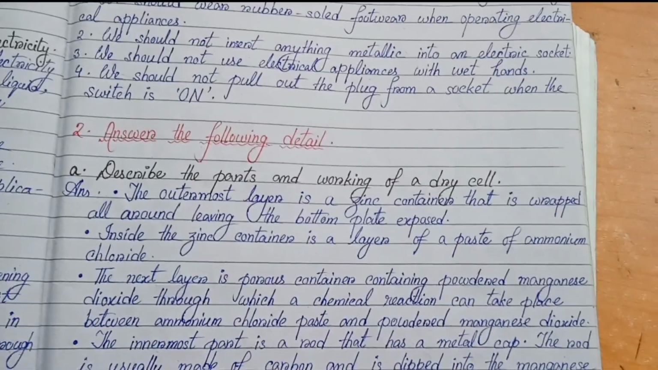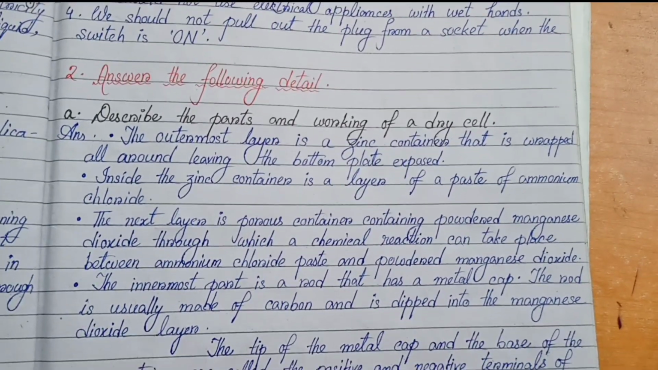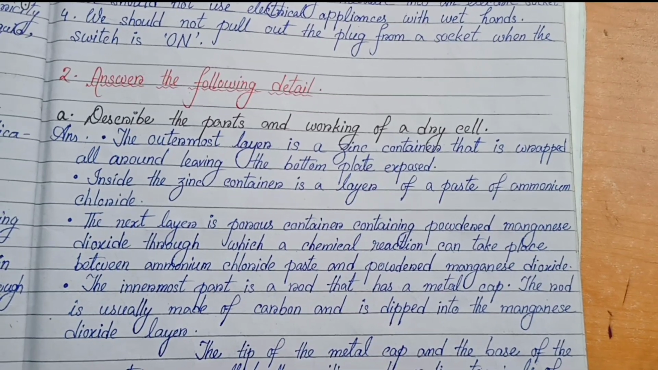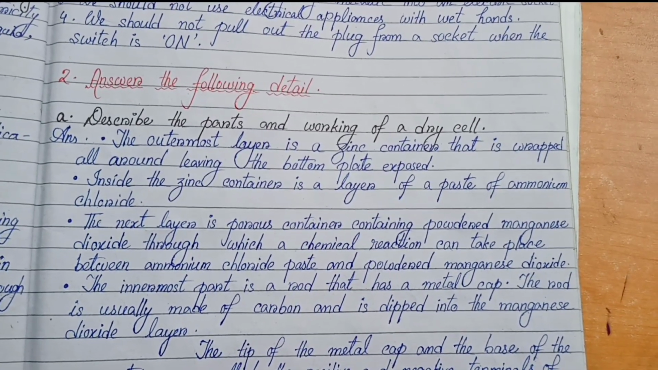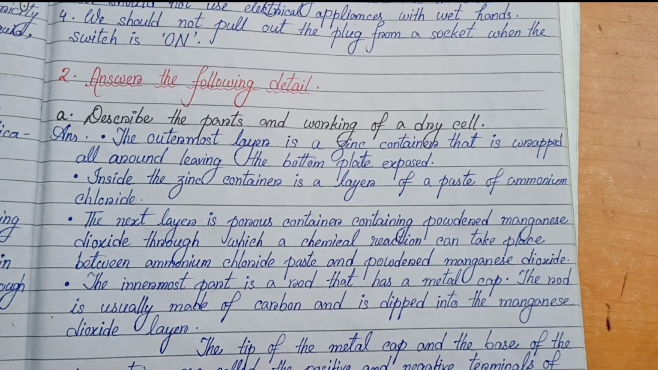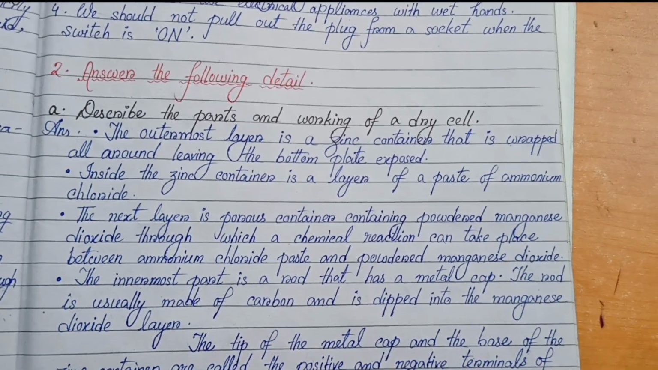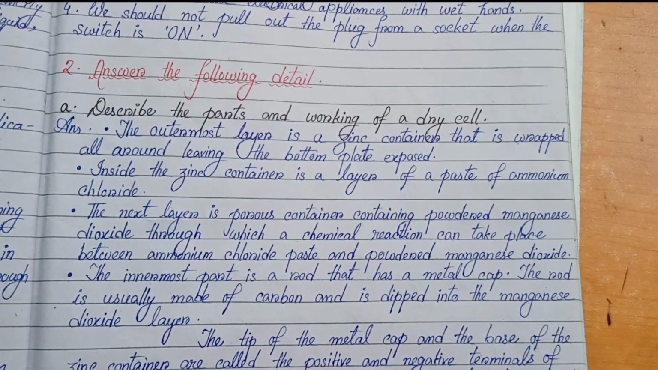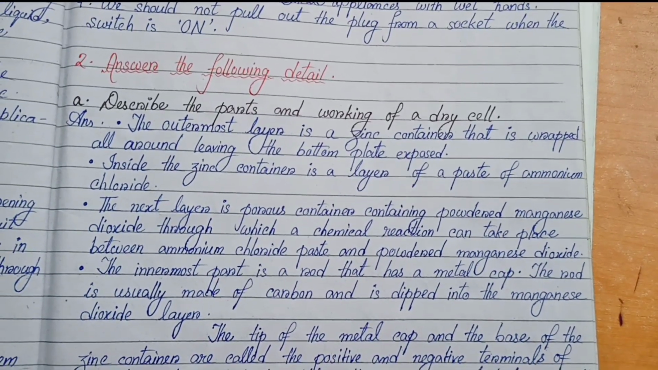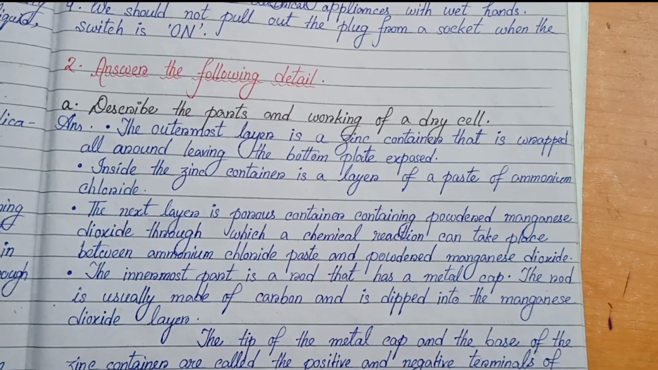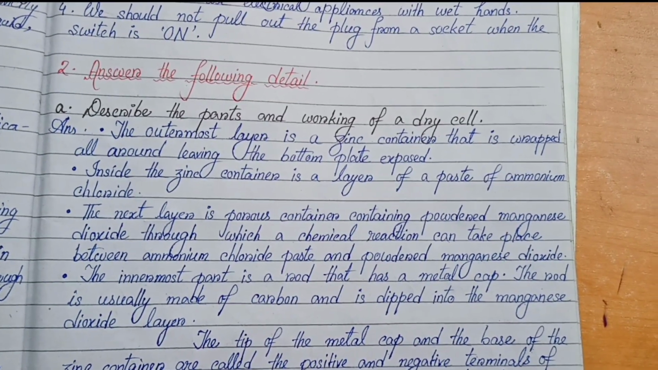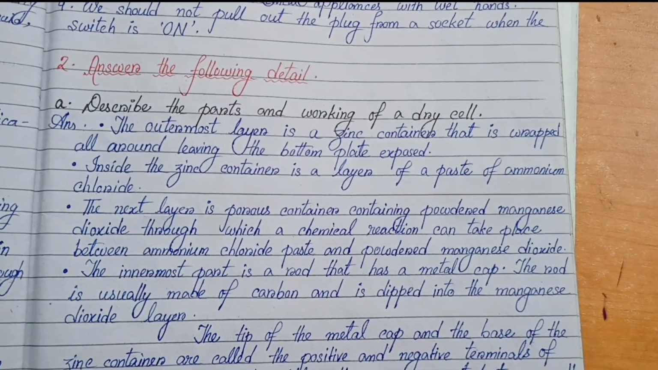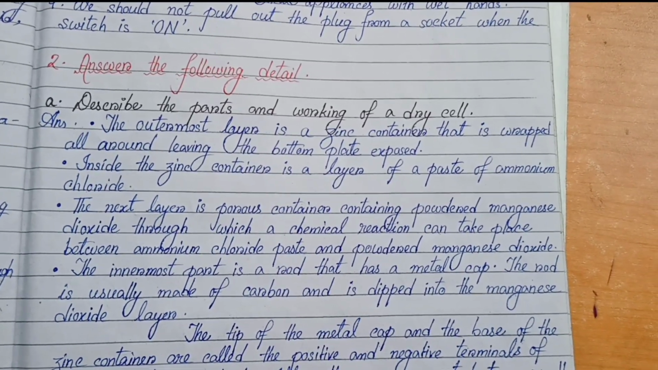Next, number two, answer the following in detail. Number A, describe the parts and working of a dry cell. First point, the outermost layer is a zinc container that is wrapped all around, leaving the bottom plate exposed. Next, inside the zinc container is a layer of a paste of ammonium chloride. The next layer is a porous container containing powdered manganese dioxide, through which a chemical reaction can take place between ammonium chloride paste and powdered manganese dioxide.